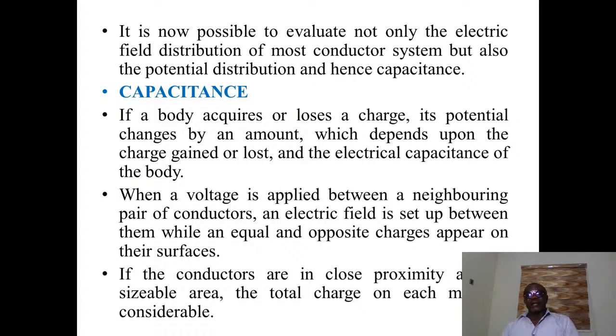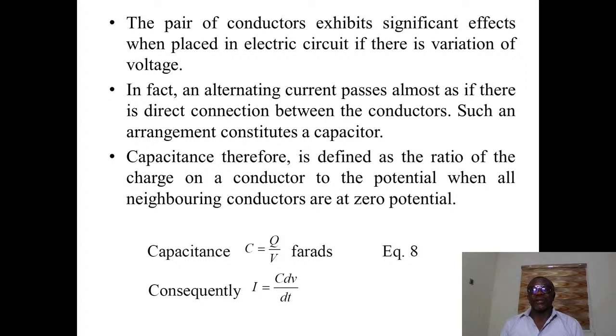If the conductors are in close proximity and of sizable area, the total charge on each may be considerable. Then the pair of conductors exhibits significant effects when placed in an electric circuit if there is variation of voltage. In fact, an alternating current passes almost as if there is a direct connection between the conductors. Such an arrangement constitutes what is known as a capacitor.